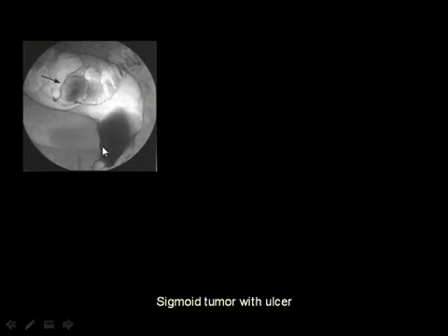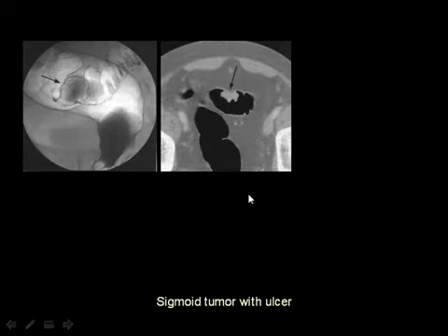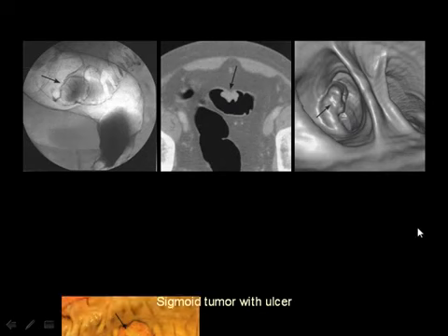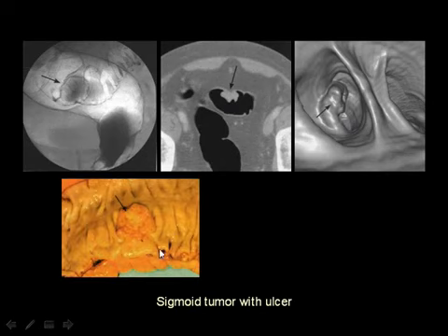This is the barium enema, where you can see the rectum and the sigmoid, and this arrow points to a polyp in the rectosigmoid junction. You clean the colon and inject air, and you can see the polyp. It is sessile with an ulcer on its top. And this is the virtual colonoscopy, with the polyp and the ulcer on its top. After resection, it was a sigmoid cancer with ulceration on its top.